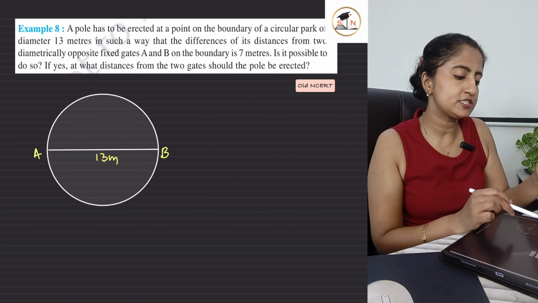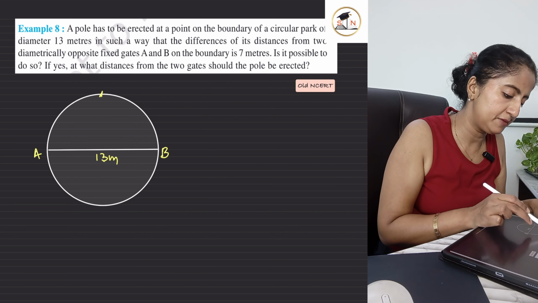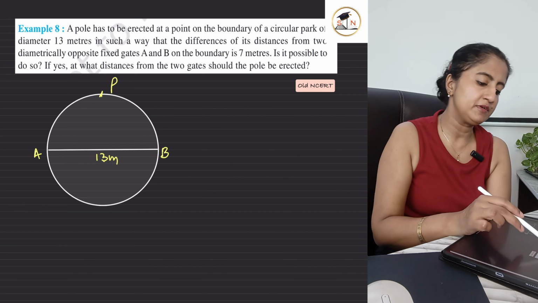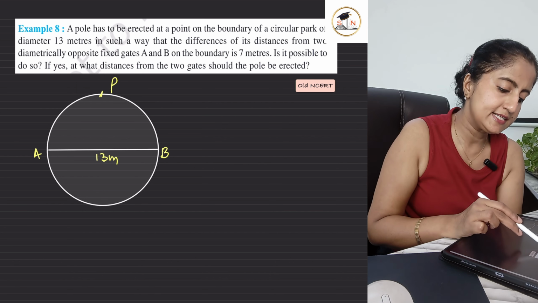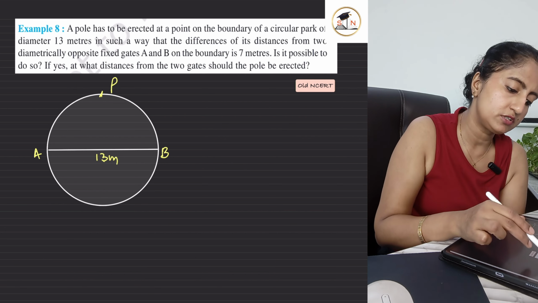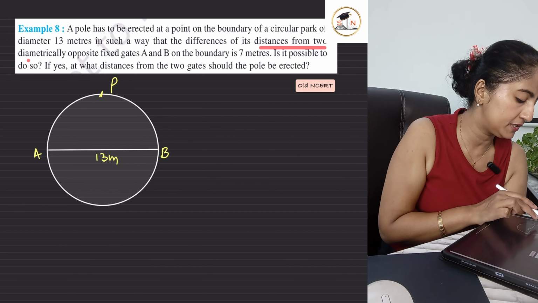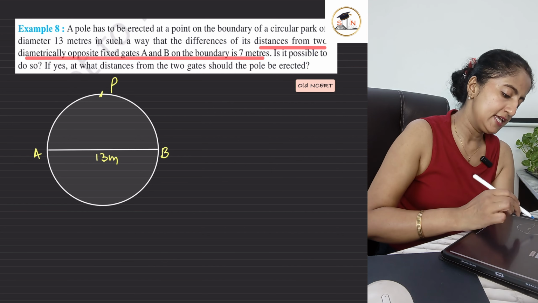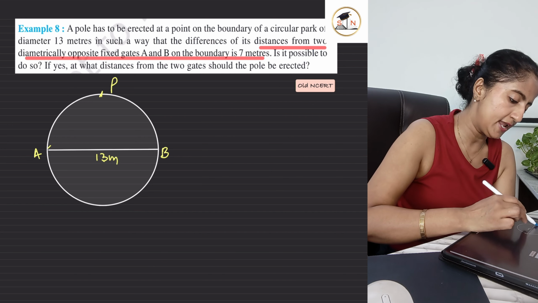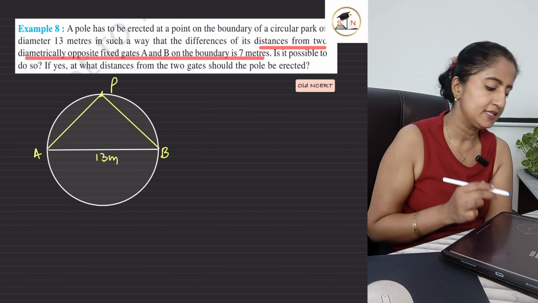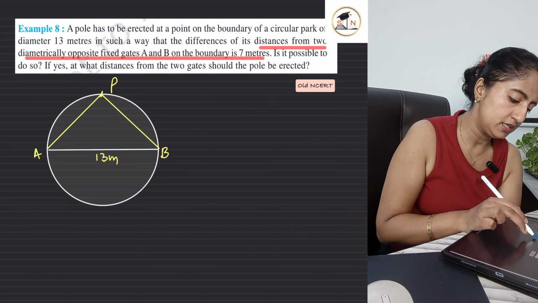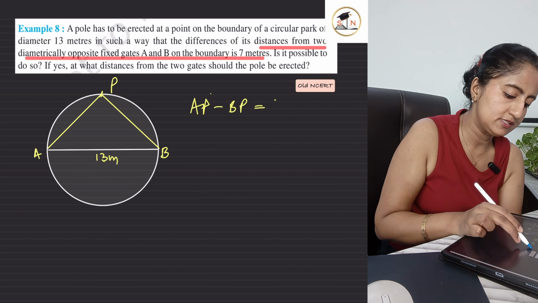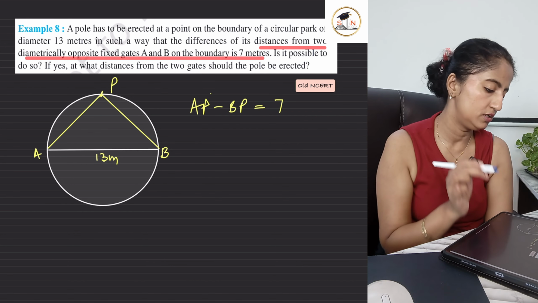A pole is to be erected at some point, let it be P. I'm taking P for the pole, in such a way that, read this sentence, now I'm highlighting it: distances from two diametrically opposite fixed gates is 7 meters. Now what does that mean? It means if I talk about the distance between AP and BP, this is 7. We are given AP minus BP equals 7. This is what we are told, right?